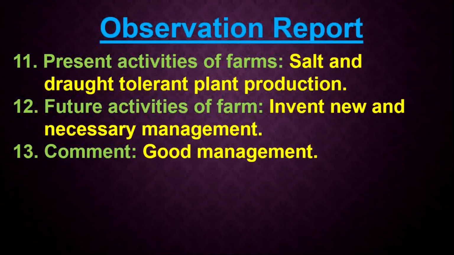And number 11 is present activities of the farms: salt and drought tolerant plant production. Number 12, future activities of the farm: new and necessary management. Number 13, it's time to give a comment: good management was there in the research institution.